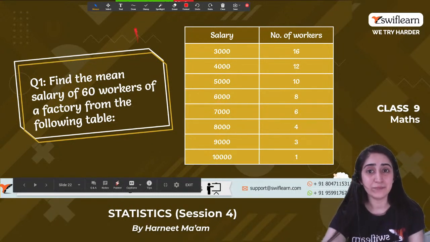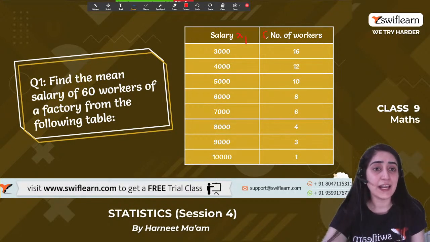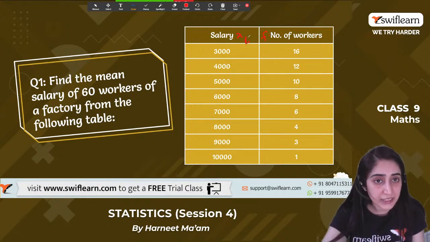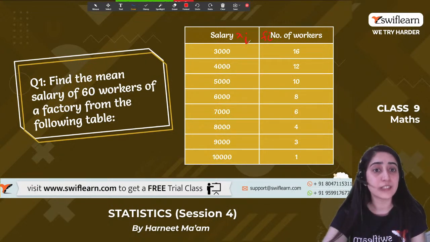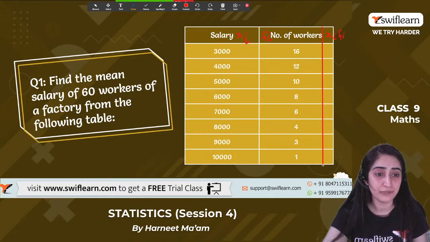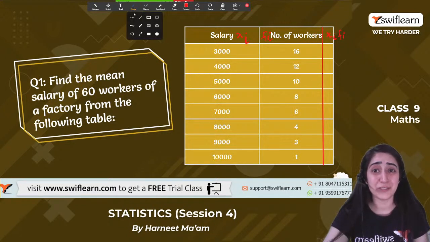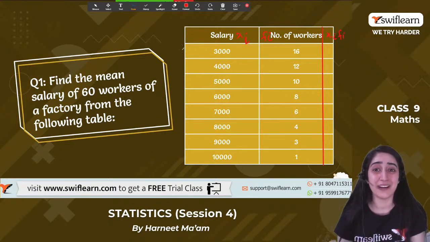Can anyone tell me? Okay, so this is x_i, and this is f_i. Let me write i on the top because it will change. Now what will I make here? A table with x_i and f_i, because I have to multiply and see the observations. So I'm making a table.